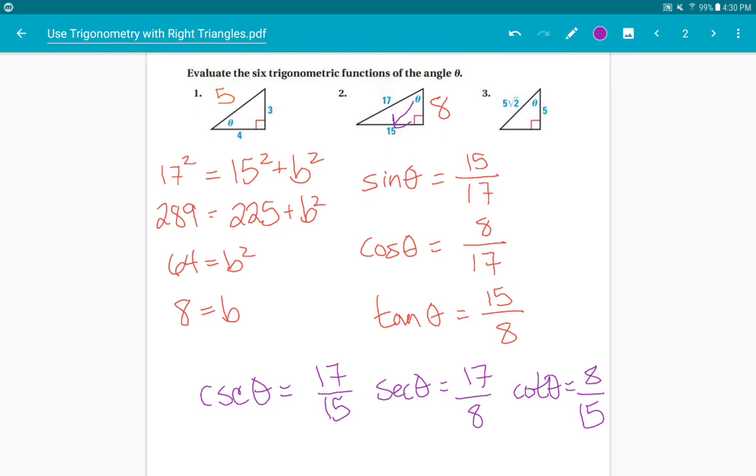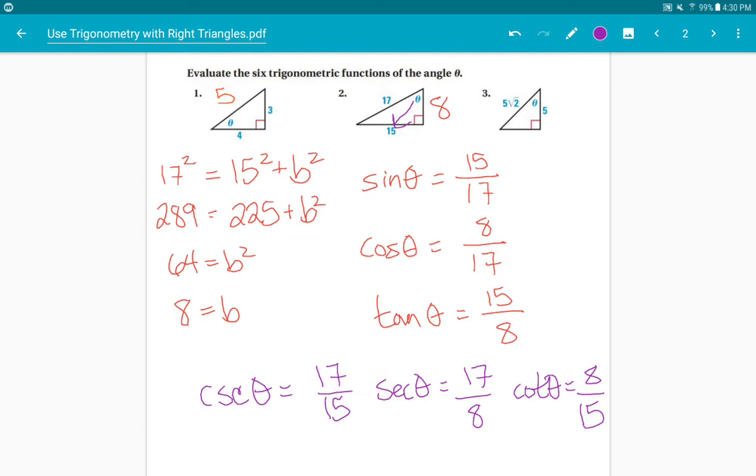Okay, if you have any questions, again, feel free to email me or ask me in Google Classroom. But again, similar to the first problem we did, find a third side first, then set up your ratios to identify what they're equal to.